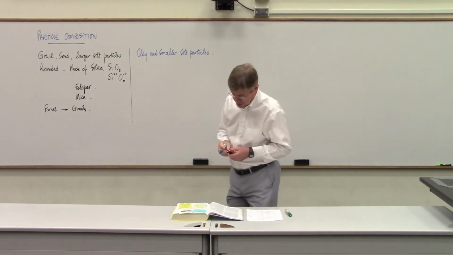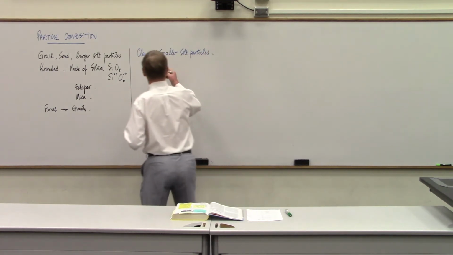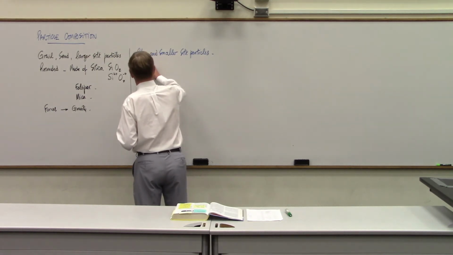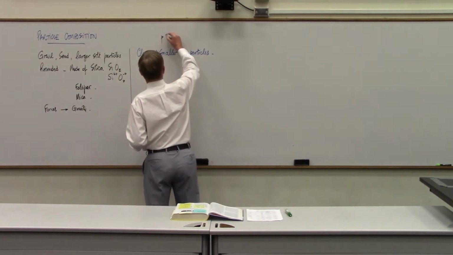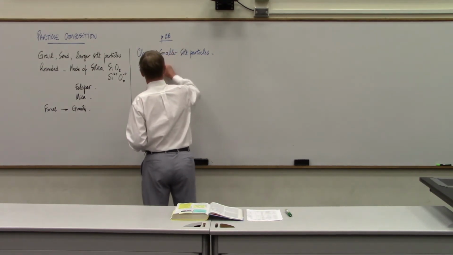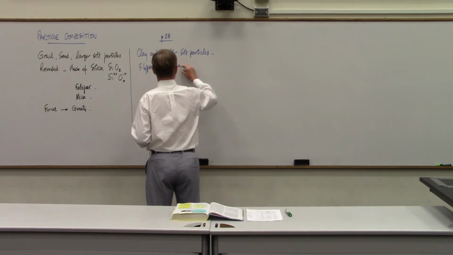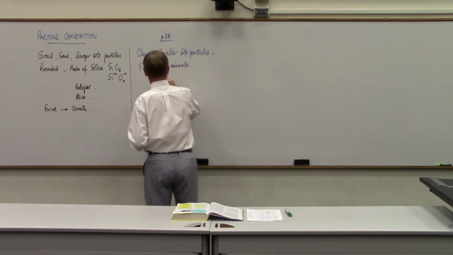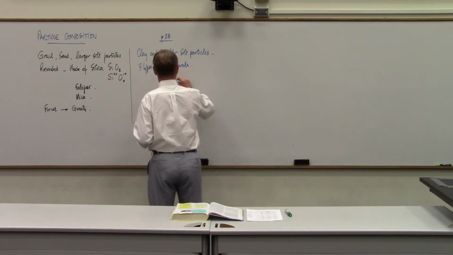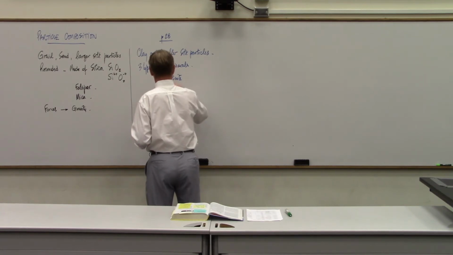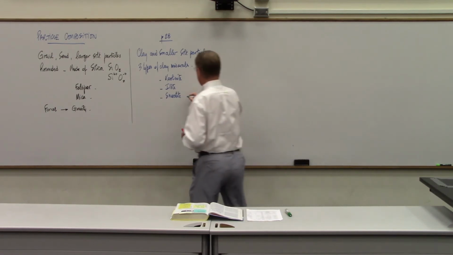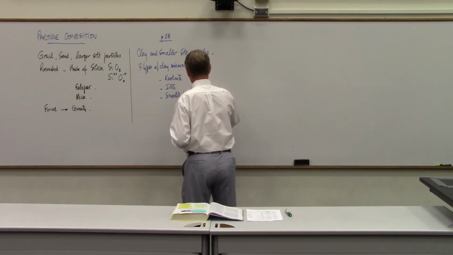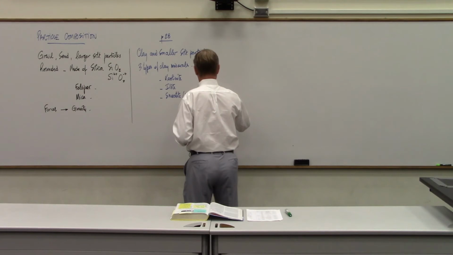there are three types of clay minerals. So let's write it here. Three types. By the way, I'm on page 28. Three types of clay minerals. Okay? You have Kaolinite, you have Illite, and you have Smectite. And within the Smectite family, you have Montmorillonite and bentonite.